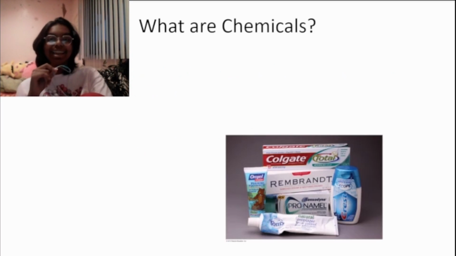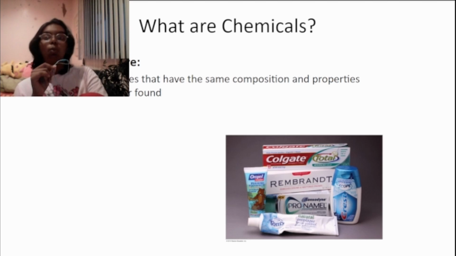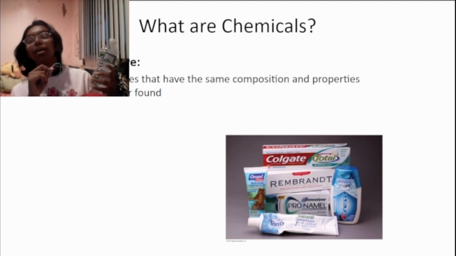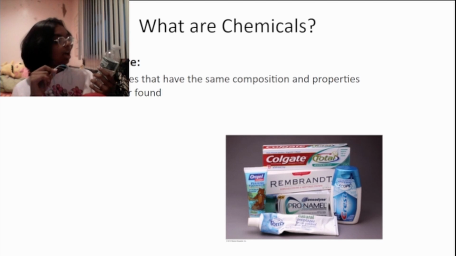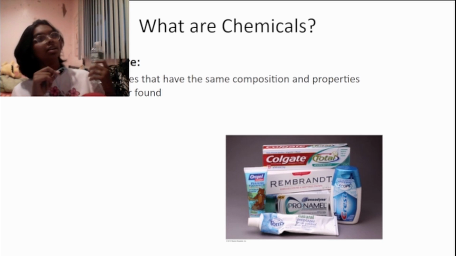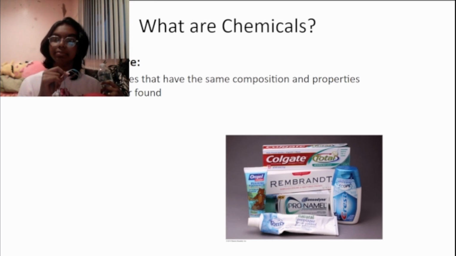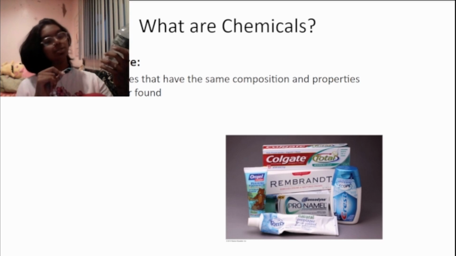That's chemistry. Anyways, what are chemicals? Chemicals are substances that have the same composition and properties wherever found. So water is a chemical, because I have this water bottle that's been sitting here at my desk. Honestly, I don't know how long. Let's say a month, right? But this water is going to be the same as water if I went to India.